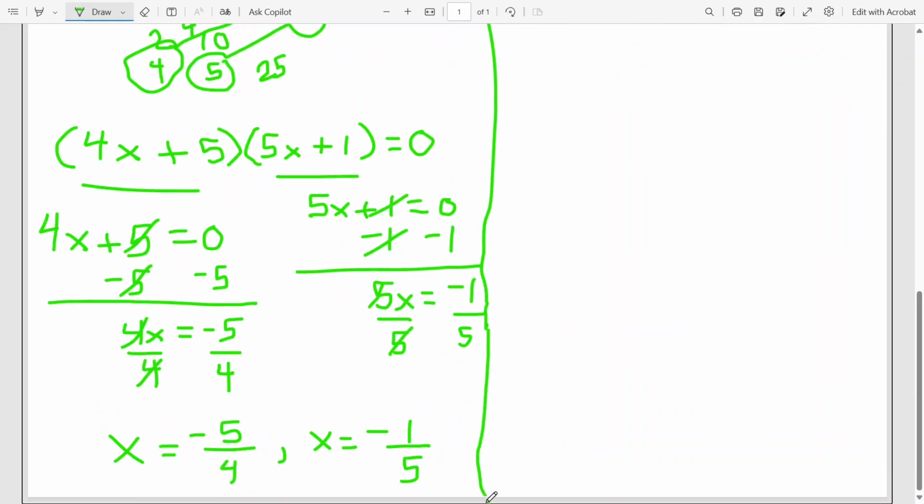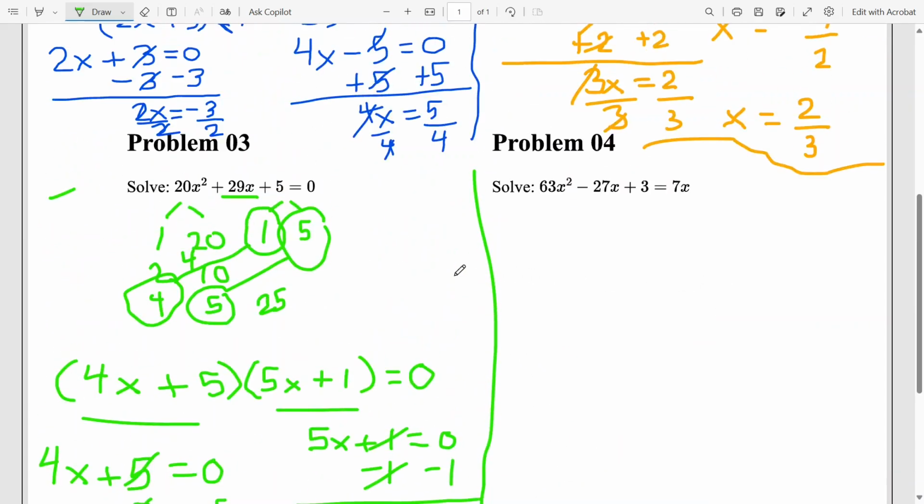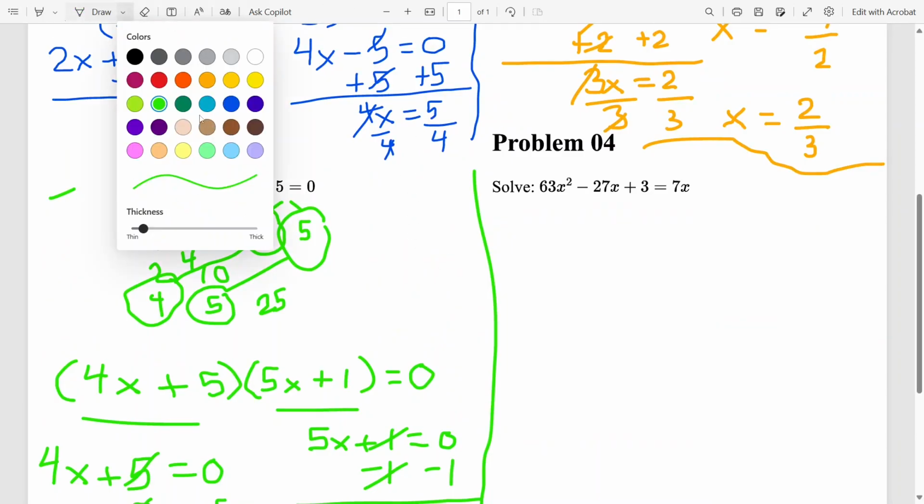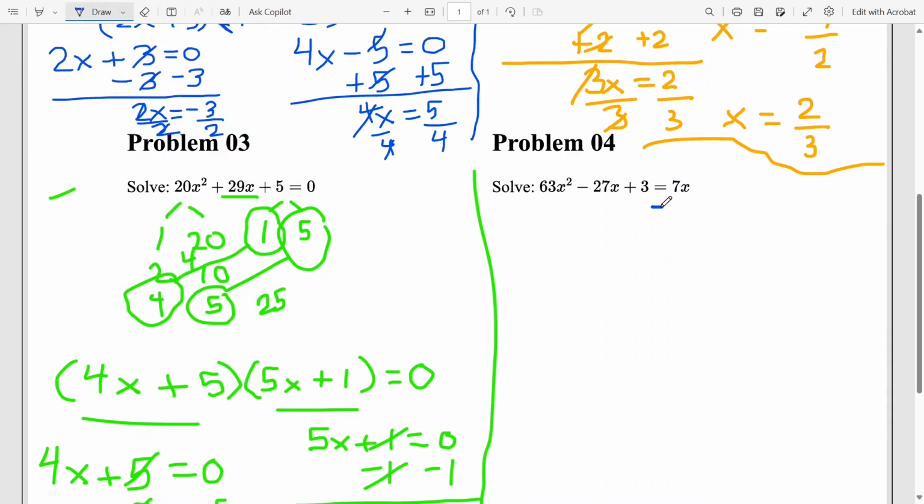Last one. Let's separate it here. All right, so this last one's slightly different. What color should we use? This dark blue is good. So we got 7x over this side. We got to get one side equal to 0. So I'm going to subtract 7x from both sides. I'm going to line it up with like terms.